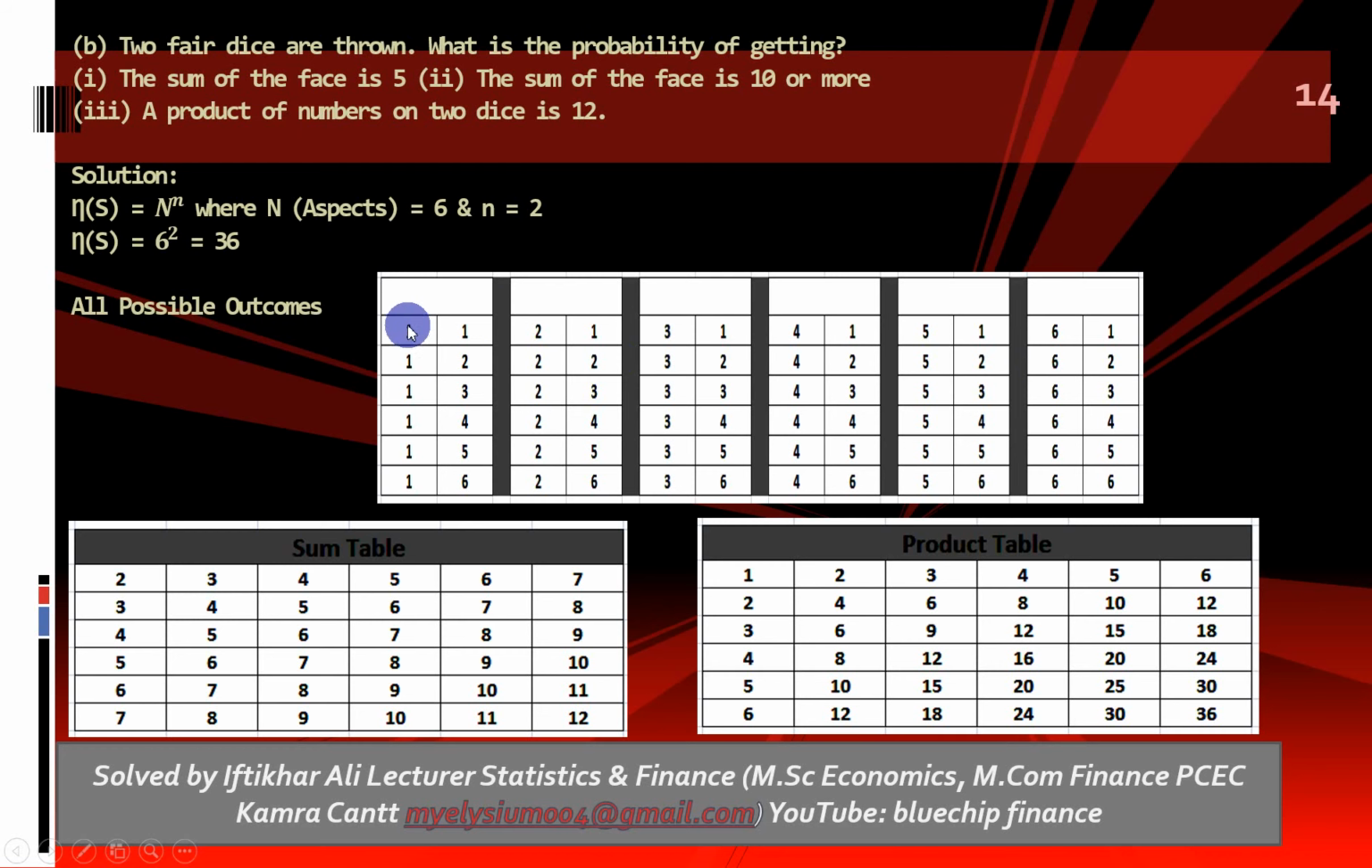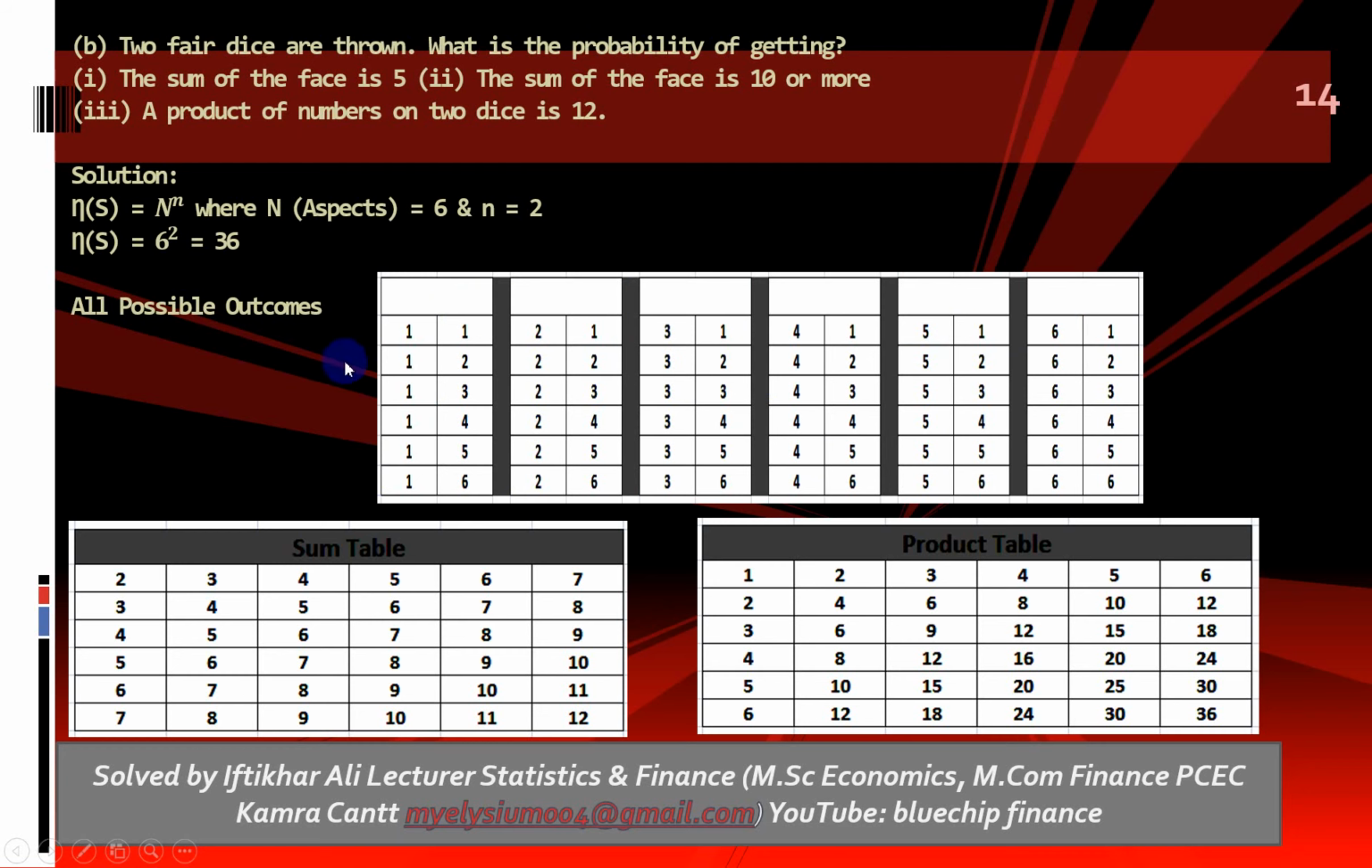The method is very simple. Write down 6 times 1, write down 6 times 2, write down 6 times 3, write down 6 times 4, write down 6 times 5, write down 6 times 6. And after that, just place 1 to 6 with each. For example, 1 to 6 with 1, 1 to 6 with 2, 1 to 6 with 3, 1 to 6 with 4, 5 and 6. So these are the 36 possible outcomes when 2 fair dice are thrown.